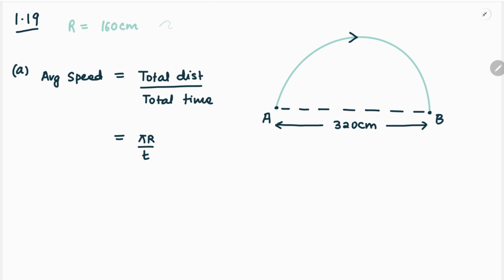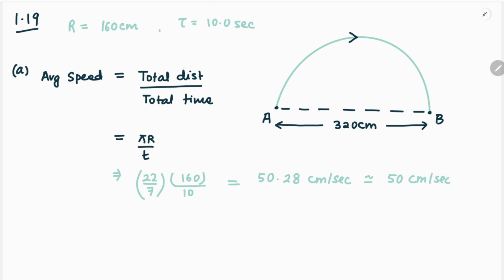Now in the problem it is said that for this entire duration it took 10 seconds. So if we put this value pi r by t, then we can write it as 22 by 7 times 160 divided by 10, and on solving we obtain 50.28 centimeter per second, which we write as 50 centimeter per second roughly.